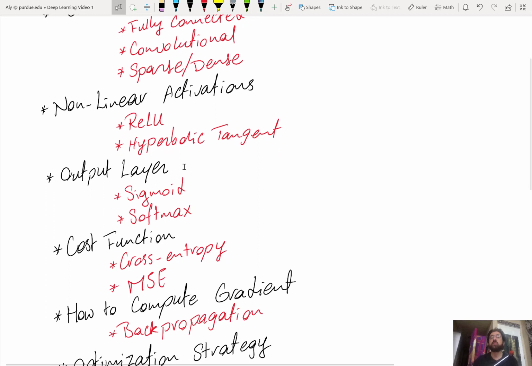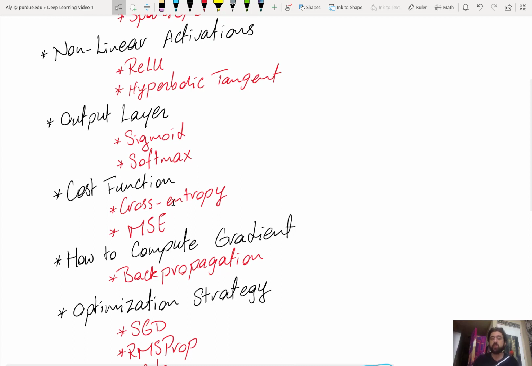We also discussed choices for the output layer: sigmoid for two-class classification problems, and softmax for multi-class classification problems. In general, even if it's not a classification problem, what sigmoid is doing is approximating the maximum likelihood principle for a Bernoulli distribution, and softmax is approximating the maximum likelihood principle for a multinoulli distribution. We also discussed the cross-entropy cost function.